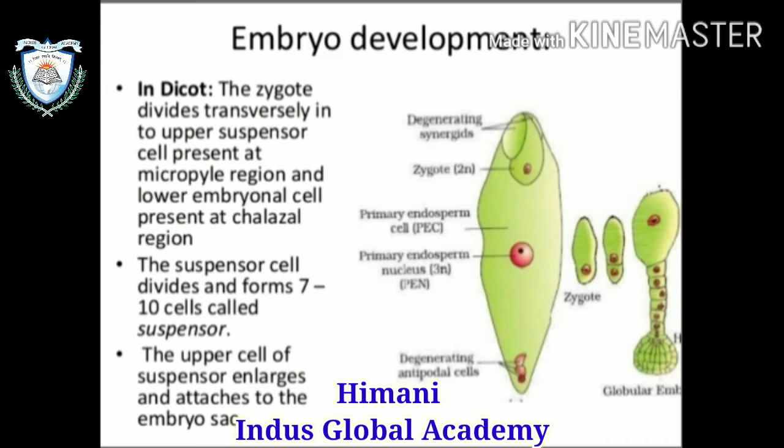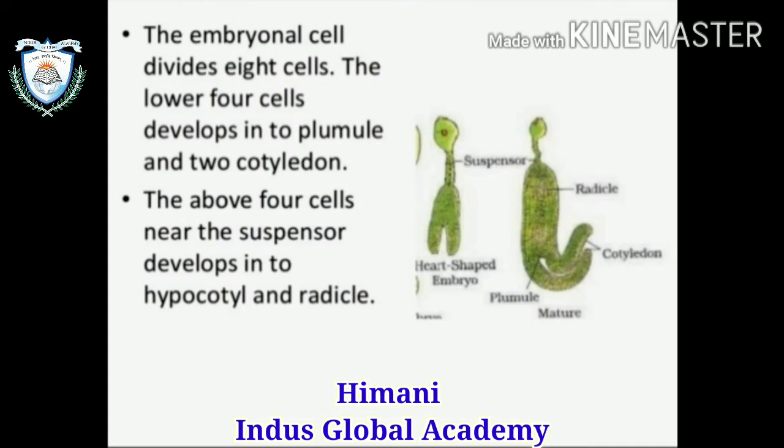The zygote divides transversely into an upper suspensor cell, which is present at the micropylar region that I told you, and a lower embryonal cell, which is present at the chalazal region. Two ends are there, micropylar and chalazal. The suspensor cell divides and forms 7 to 10 cells called the suspensor. The upper cells of the suspensor enlarge and attach to the embryo sac. See in the picture.